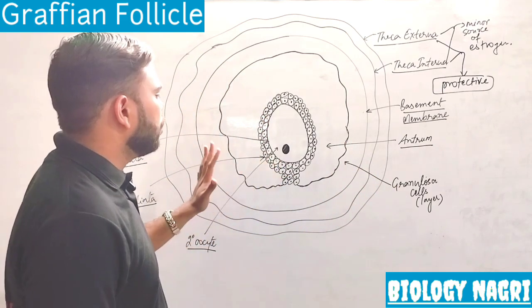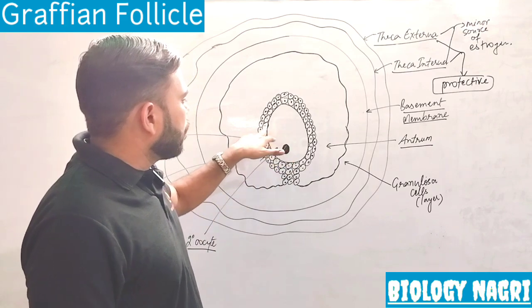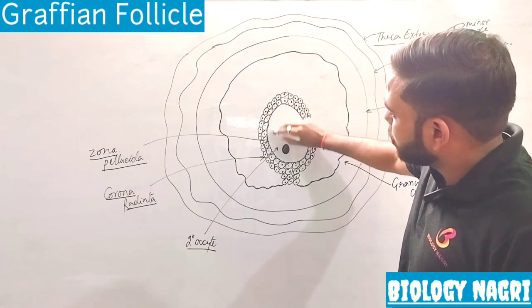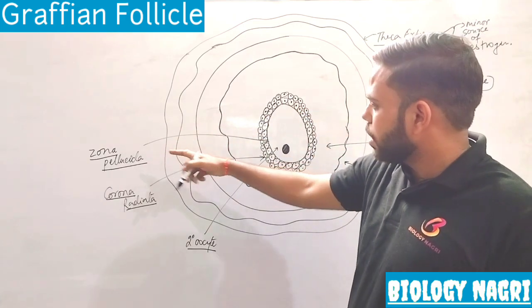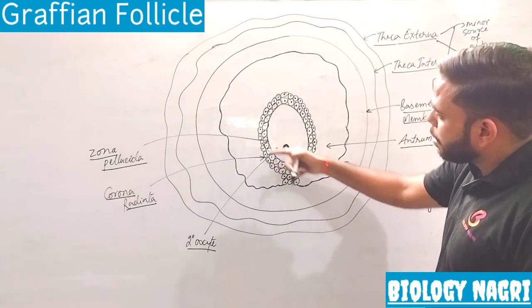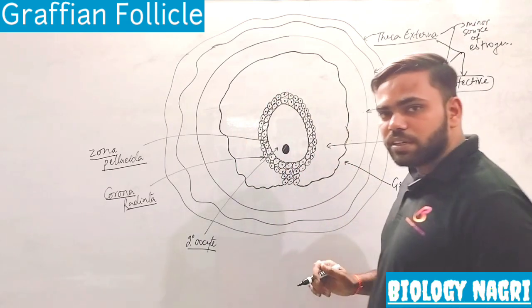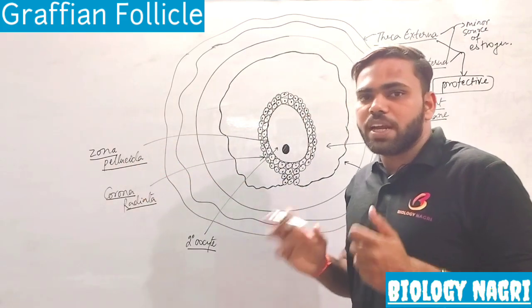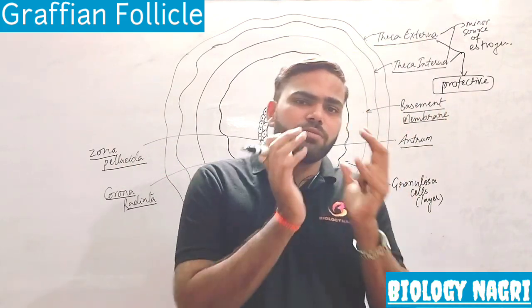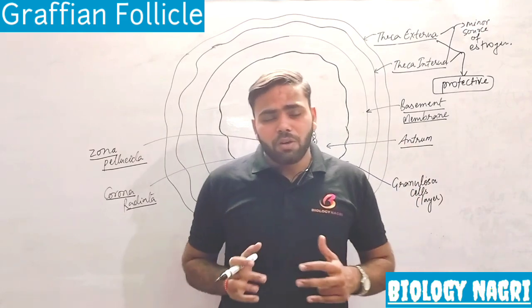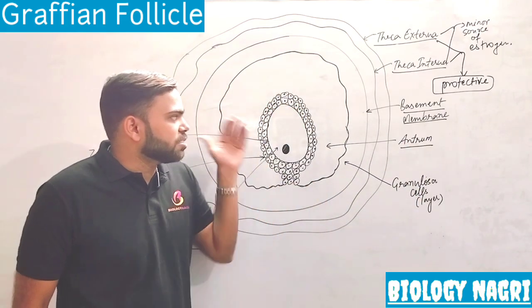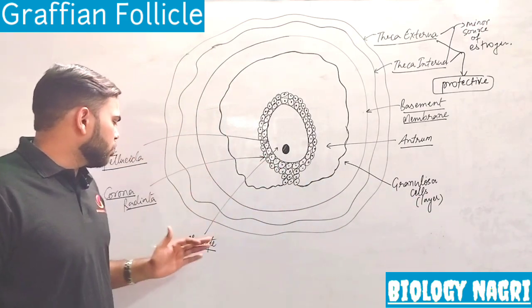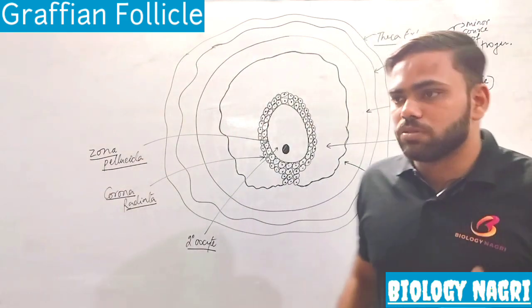After that, there are two things on the outer side of the secondary oocyte. The first layer near the secondary oocyte is the zona pellucida, and the cells you can see here surround the secondary oocyte. These cells, not a layer, are called the corona radiata. Corona radiata is not a layer. These cells surround the secondary oocyte in such a manner that it looks like a layer, but it is not a layer.